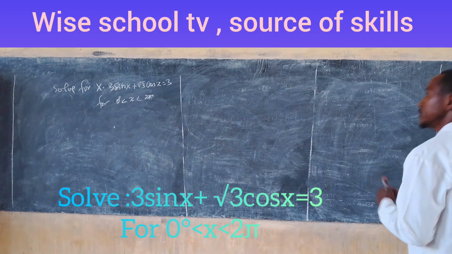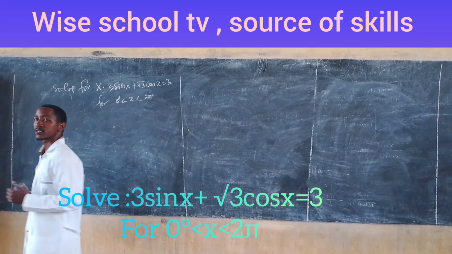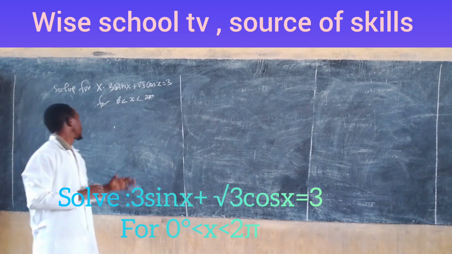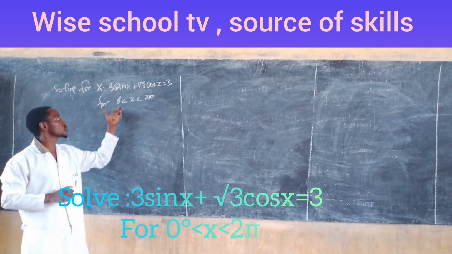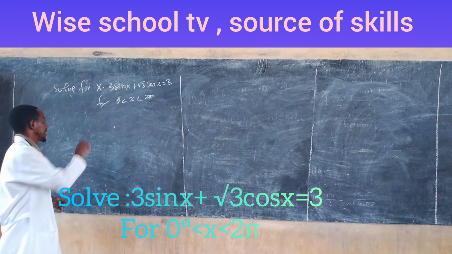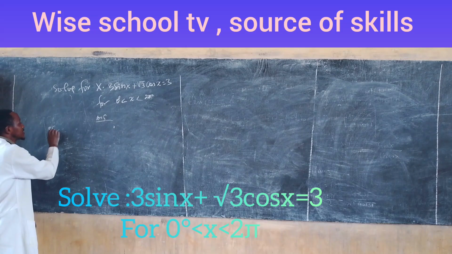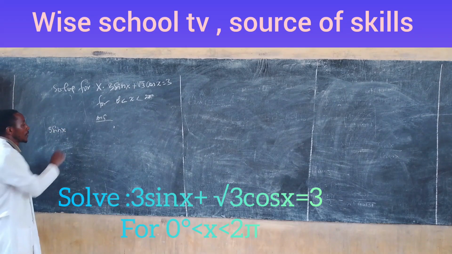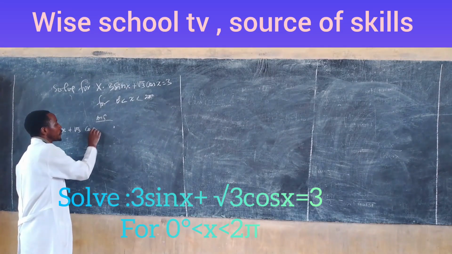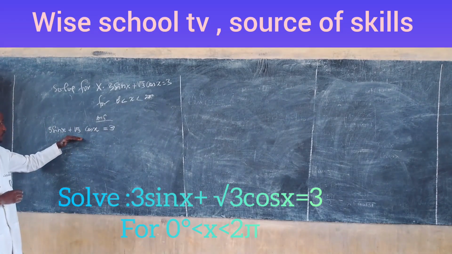So for x, solve sine of x plus square root of 3 cosine of x is equal to 3, for the condition x between 0 degrees and 2 pi. So we have sine of x plus square root of 3 cosine of x is equal to 3. So how to solve this?